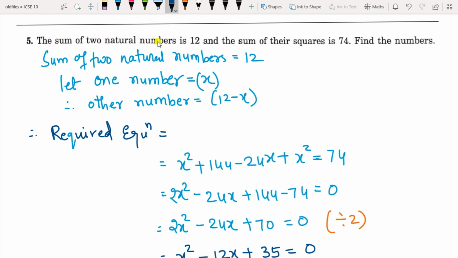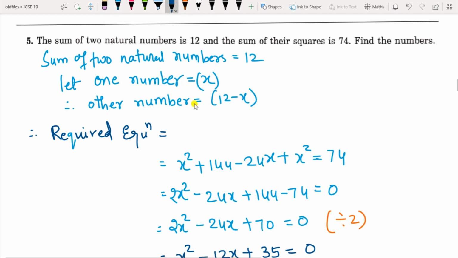Question 5 here is, the sum of two natural numbers is 12 and the sum of their squares is 74. Find the numbers. So the sum of two natural numbers is 12. Let one number be x, therefore the other number will be, if two numbers are added, their sum is 12. If one number is x, therefore the other will be 12 minus x. So this way you have to solve it.